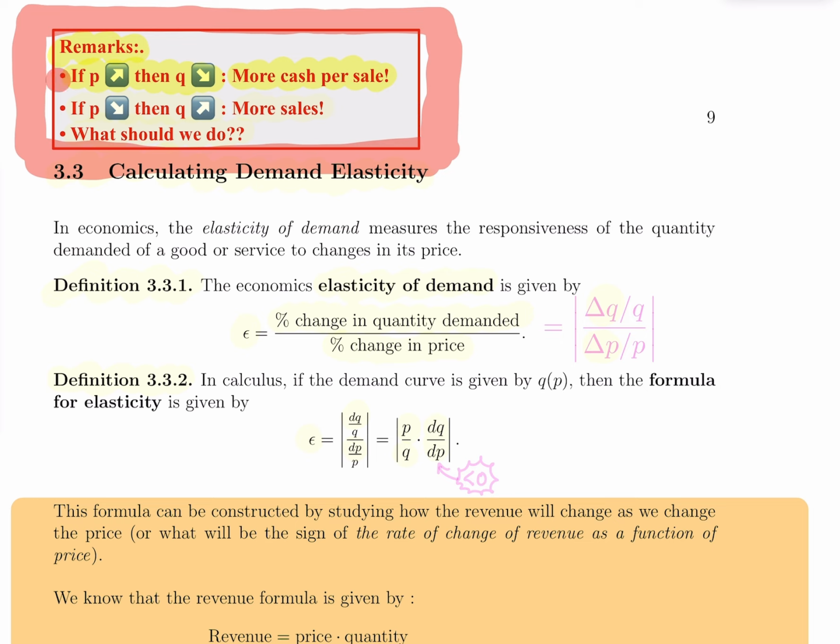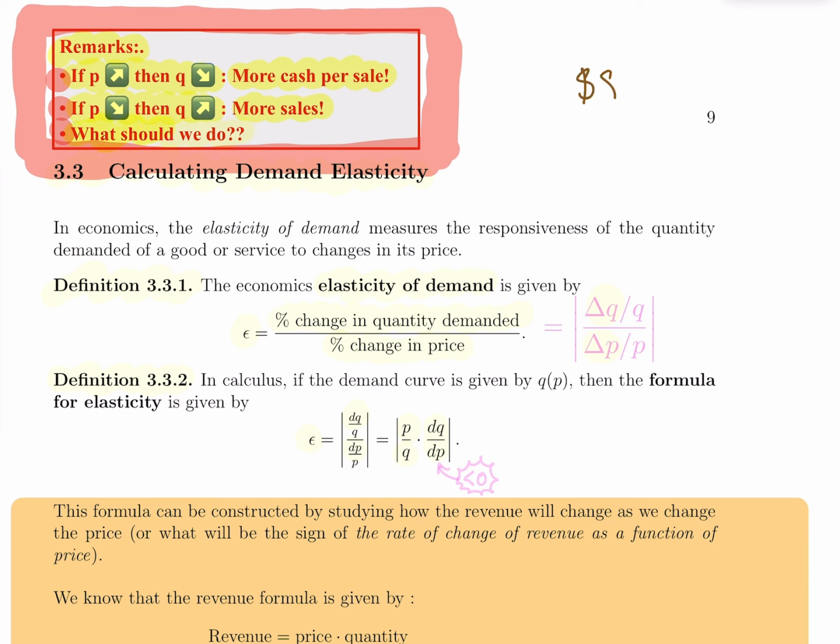But remember, as the price goes down, then you're selling more of them. So you might not be making as much money per sale, but you're making more sales. You're selling a lot more of them. So potentially by selling a lot more of them, you might be making more money.